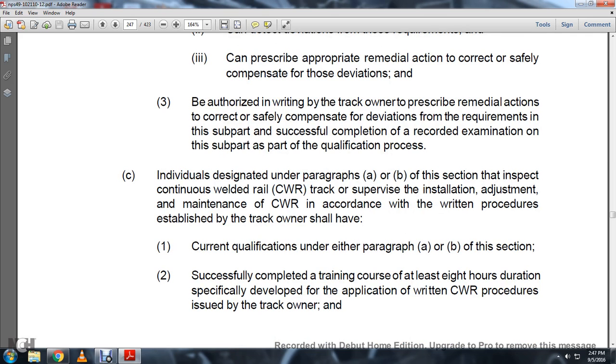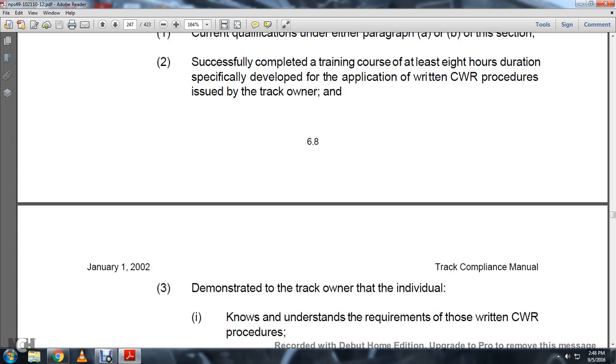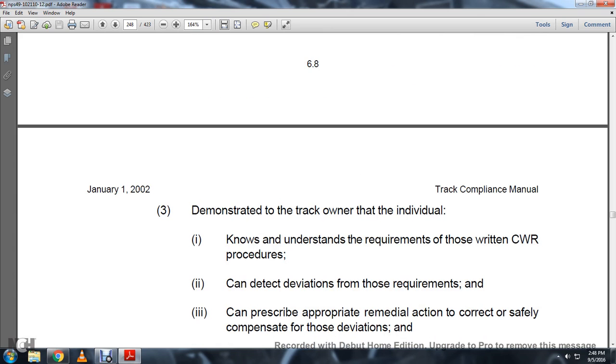C. Individuals designated under paragraphs A and B of this section that inspect continuous welded rail track, or supervise the installation, adjustment and maintenance of continuous welded rail in accordance with the written procedures established by the track owner, shall have: 1. Current qualifications under paragraphs A and B of this section. 2. Successfully completed a training course of at least 8 hours duration specifically developed for application of the written continuous welded rail procedure issued by the track owner. And 3. Demonstrated to the track owner that the individual knows and understands the requirements of the written continuous welded rail procedure.